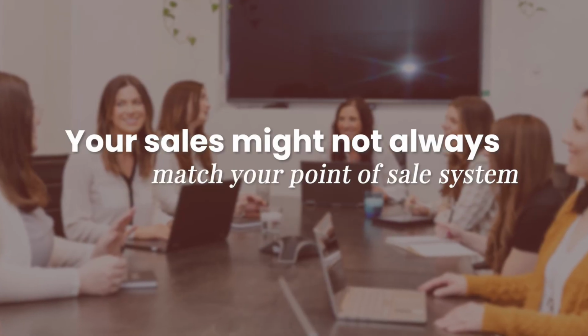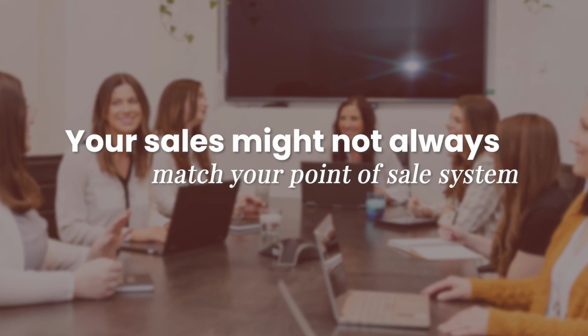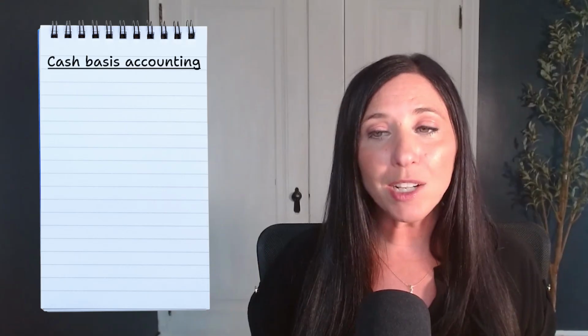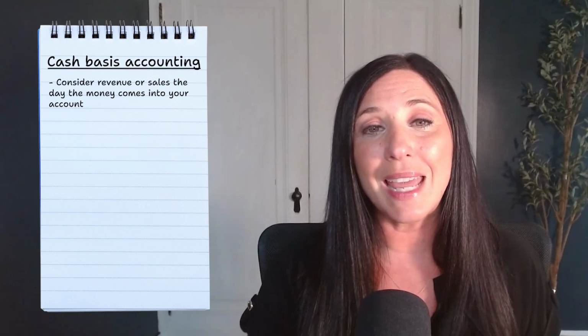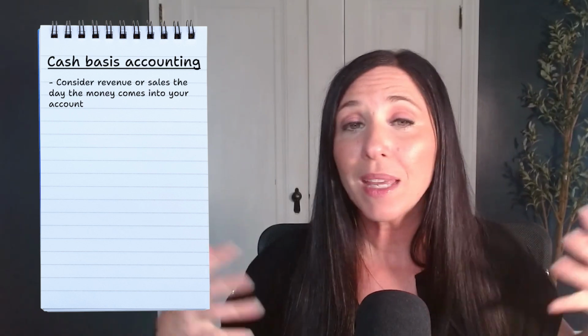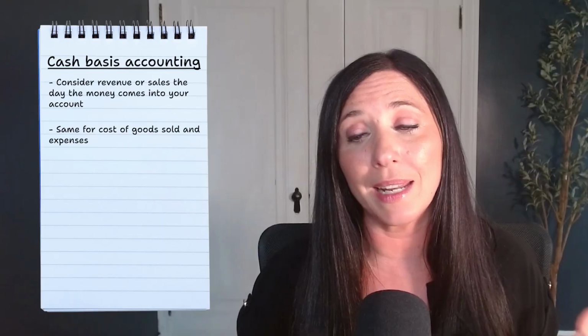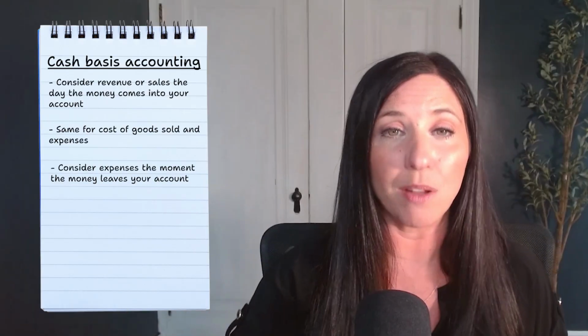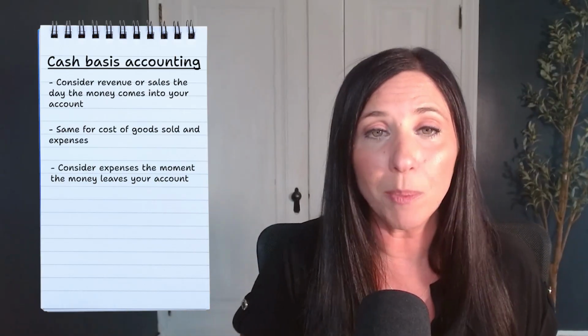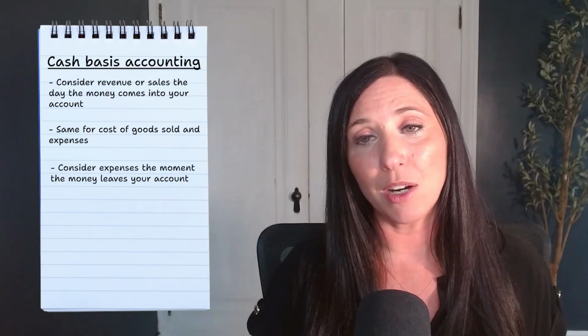This is important because for business owners who are cash basis, it's really important that you understand that your sales might not always match your point of sale system. It might not always match the time that you write checks. So cash basis accounting means that you are going to consider revenue or sales the day that money comes into your account. Now, this is the same for your cost of goods sold and expenses. For a cash basis business, you will consider something an expense when the money actually leaves your bank account. So the moment that the money leaves your bank account, that is when it is considered an expense.